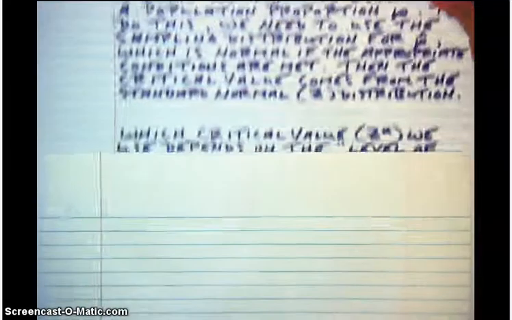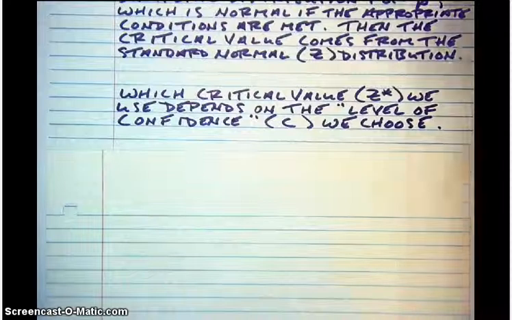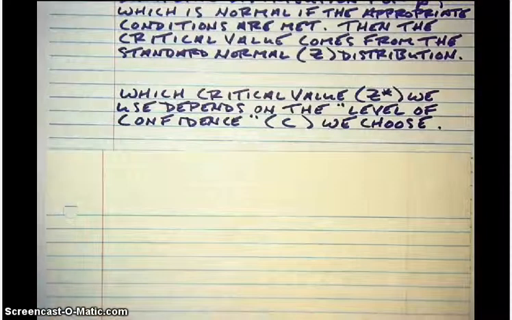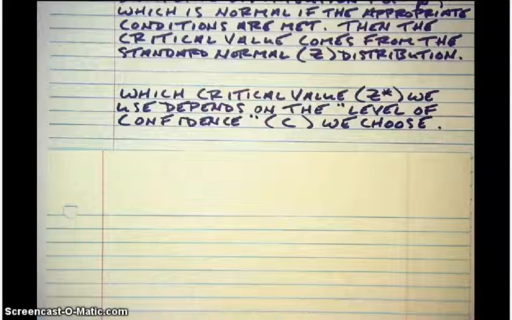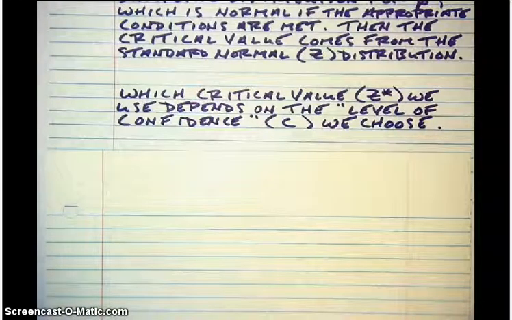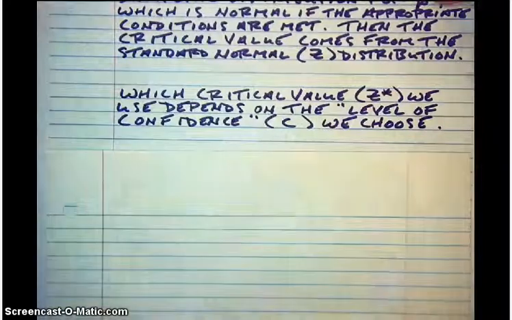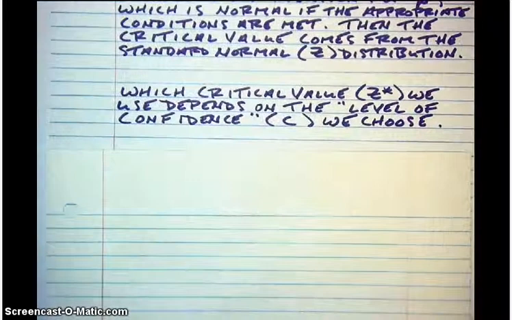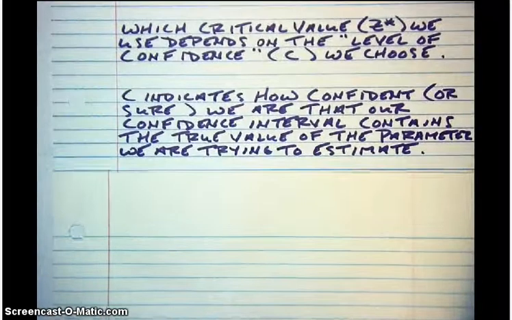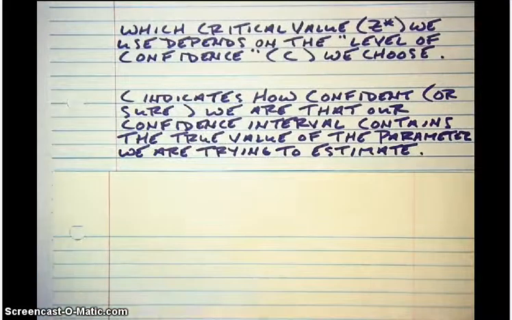Now, here's how it works. You can decide how confident you want to be in the estimate that you make. You can say, I want to be 90% confident or 95% confident or maybe 80% confident. The critical value that you're going to use is going to depend on how confident you want to be. And you have complete discretion over that. You can choose that. This level of confidence, this C, indicates how confident or sure you are that the confidence interval that we develop contains the true value of the parameter that we're trying to estimate.